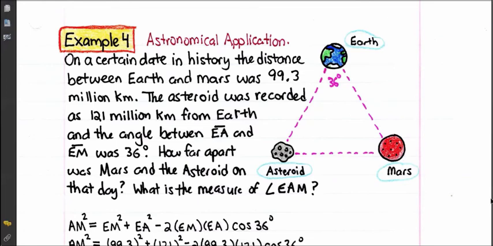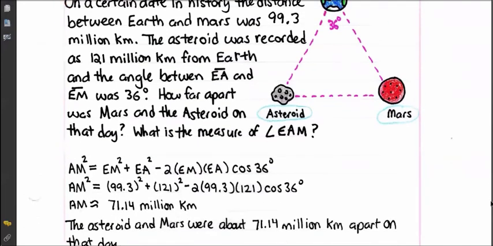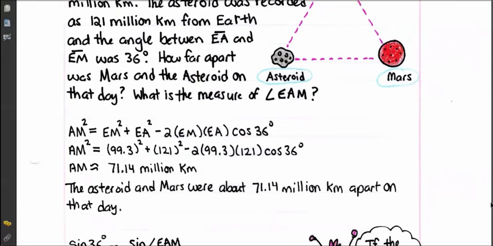First thing we're going to do is use the law of cosines. So we're looking for the distance from asteroid to Mars. So AM squared equals EM squared plus EA squared minus 2 times EM times EA times cosine 36. Plug all that into your calculator and then take the square root of whatever you get. And so we can say the distance from asteroid to Mars was approximately 71.14 million kilometers on that day. Make sure that when you're doing a word problem, you end with a sentence.